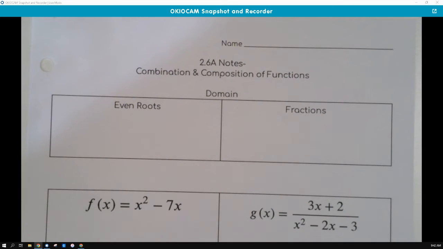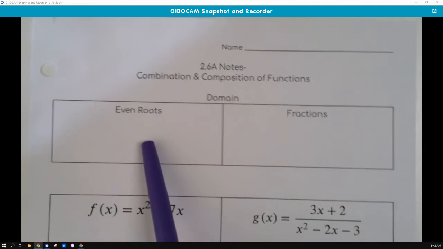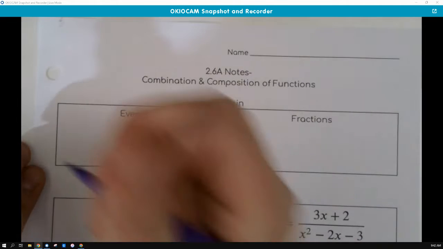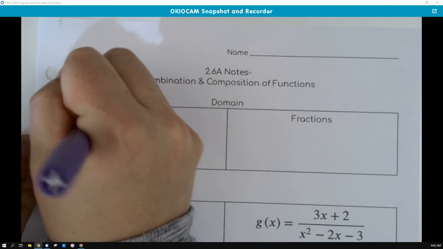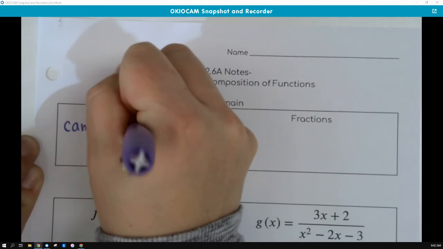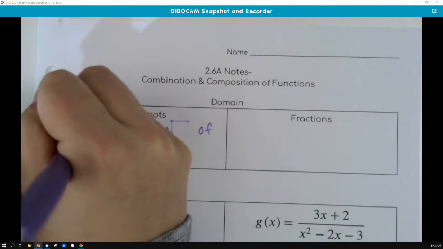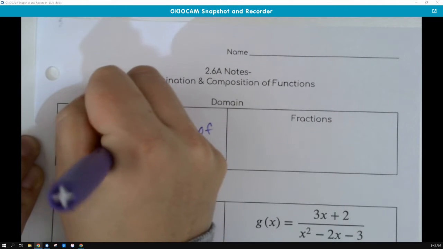So if neither of these things happen, your domain is going to be all real numbers from negative infinity to positive infinity. If you have an even root, so that's going to be a square root for us, we cannot take the square root of numbers less than 0. So we cannot take the square root of negative numbers.